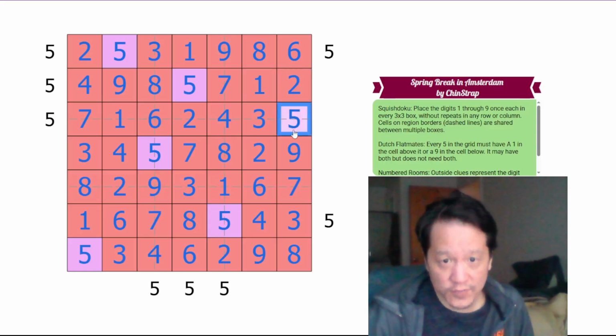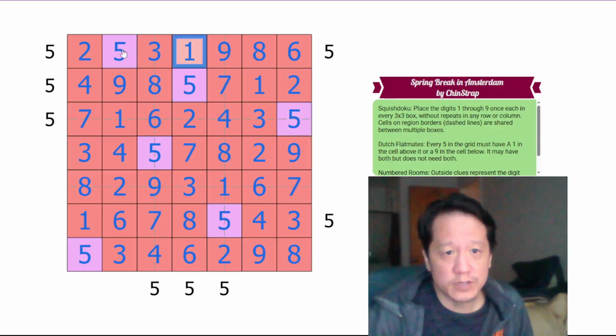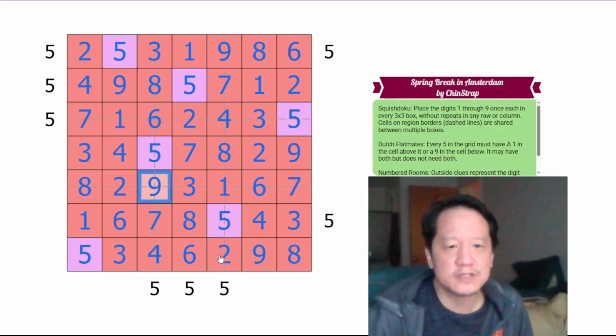And this 5 has a 9 below it, 5 has a 1 above it, 5 has a 9 below it, 5 has a 1 above it. And this obviously is in the second position, fourth position, seventh position, third position, second position, sixth position, fourth position, and sixth position.